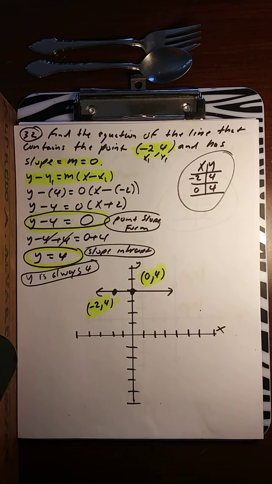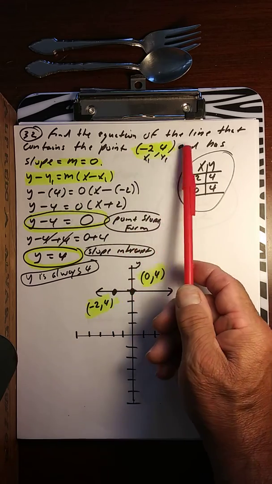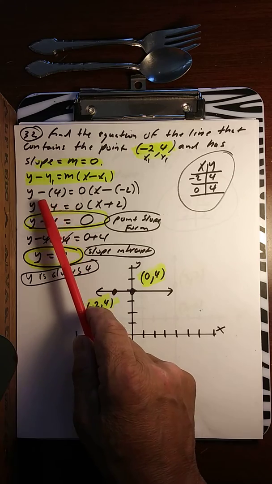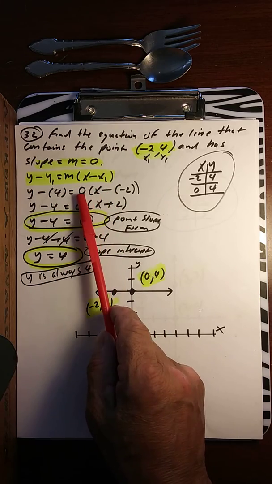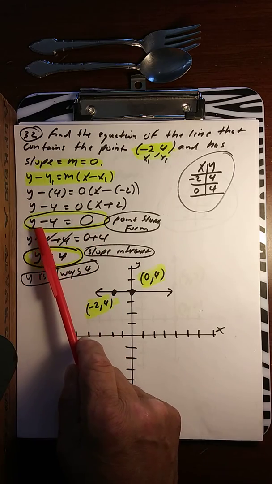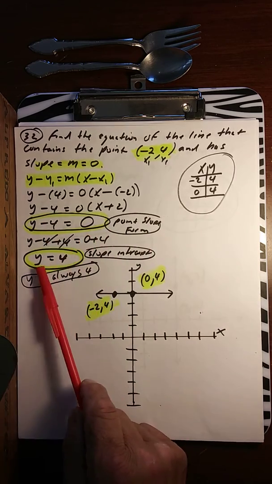Find the equation of the line. It contains the point (negative 2, 4) and has a slope of 0. Okay, let's put it in the formula. Point-slope formula. X minus negative 2, 0 times that. That's the slope. 0 times that is 0. So y minus 4 equals 0. Point-slope form. Or add 4, y equals 4.